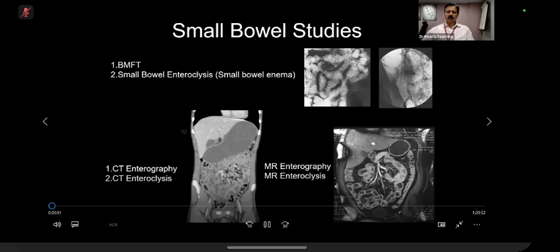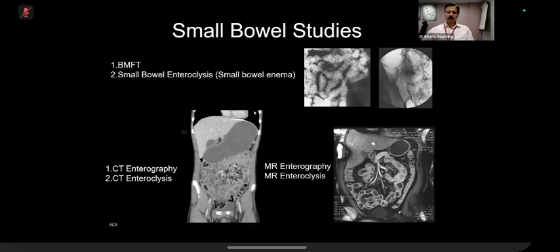Okay, candidate 8, can you hear me? Yes, I can. Okay, the screen is projecting for you, small bowel studies. Yes. Okay, so I will tackle this and then I'll ask you a thing.